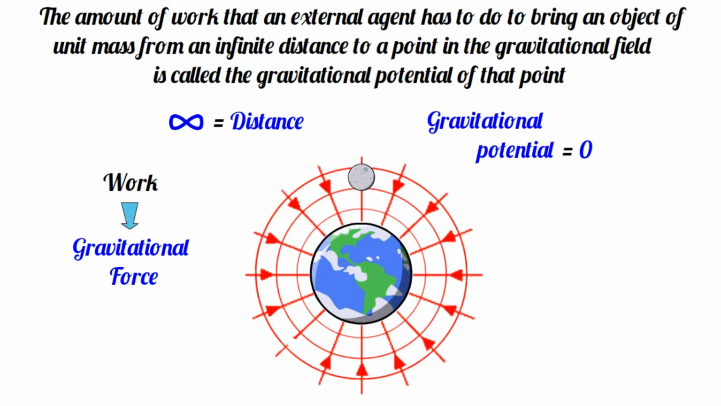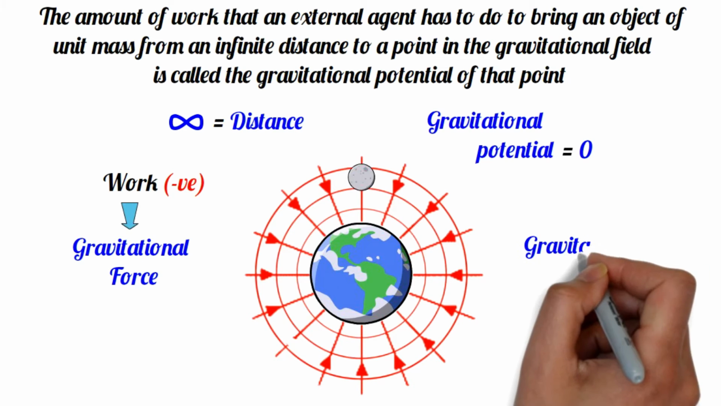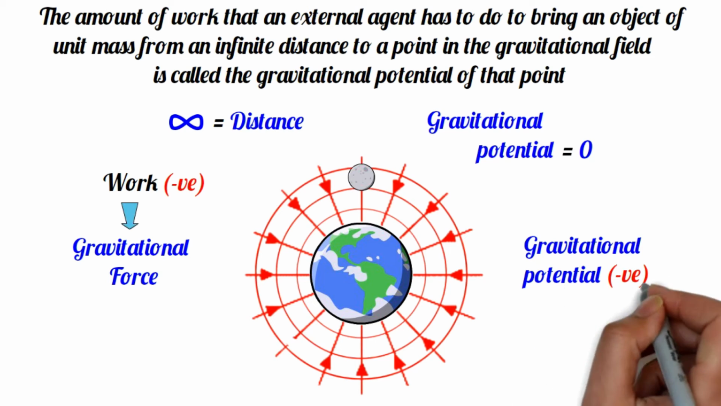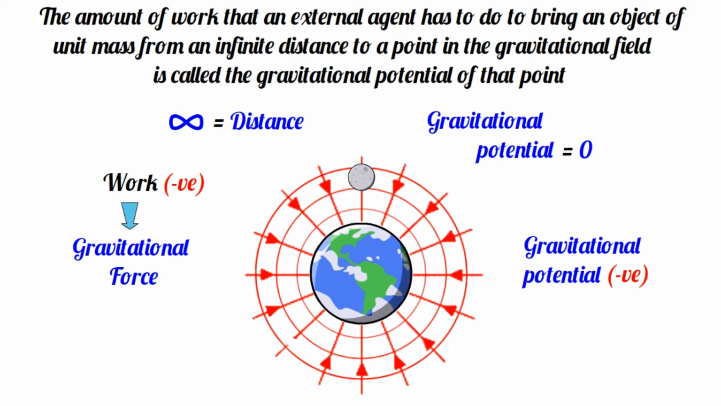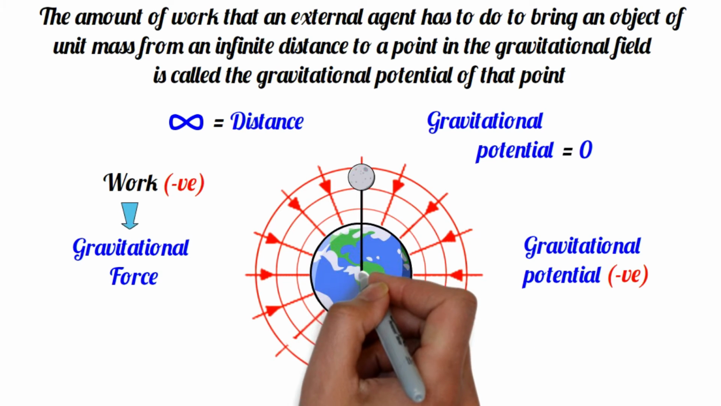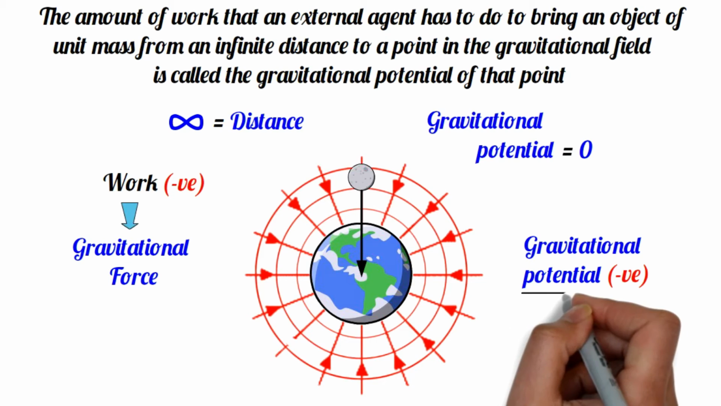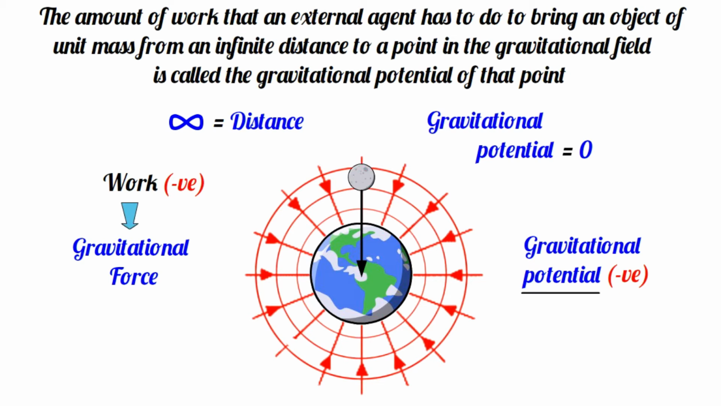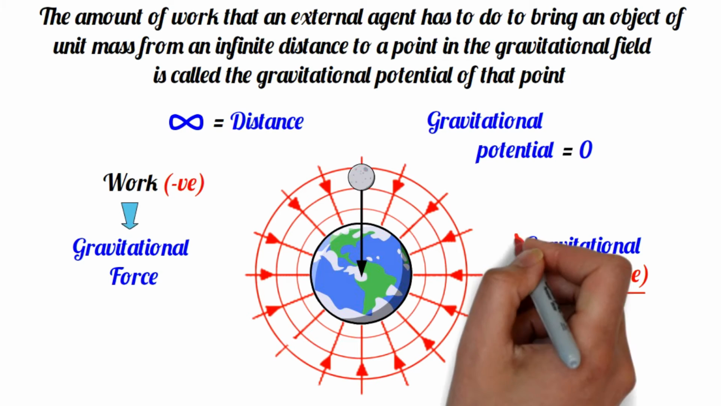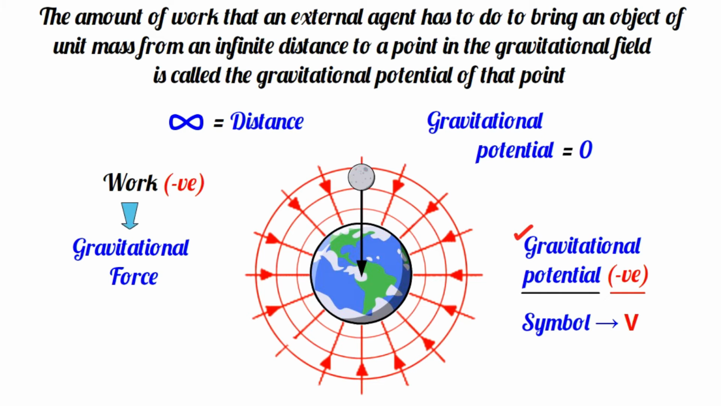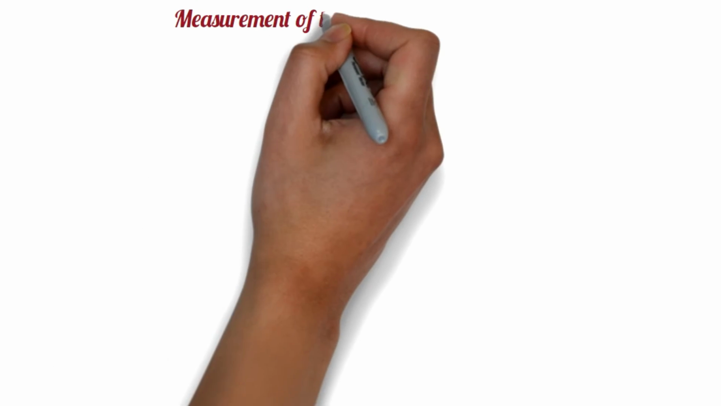Since the work performed by the force is negative, the gravitational potential is also negative. That is, the gravitational force is always a force of attraction, so the gravitational potential at any point in the gravitational field is negative. The symbol we use to represent the gravitational potential is capital V. Measurement of the gravitational potential.